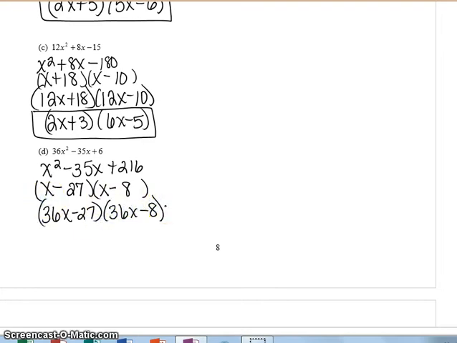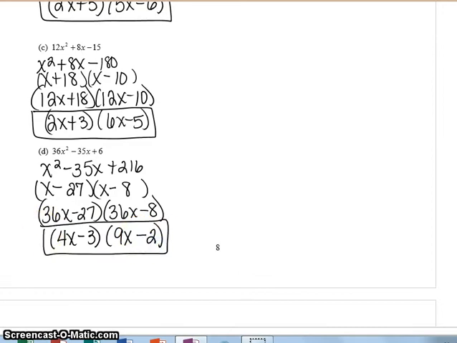And then reduce, okay? So 36 and 27, you can divide them both by 9. You divide them by 9, you're left with 4x minus 3. 36 and 8, you can divide them out by 4. And you're left with 9x minus 2.